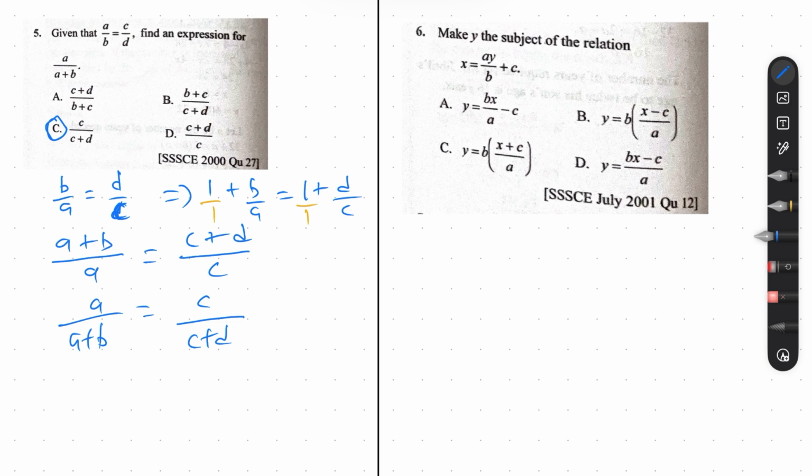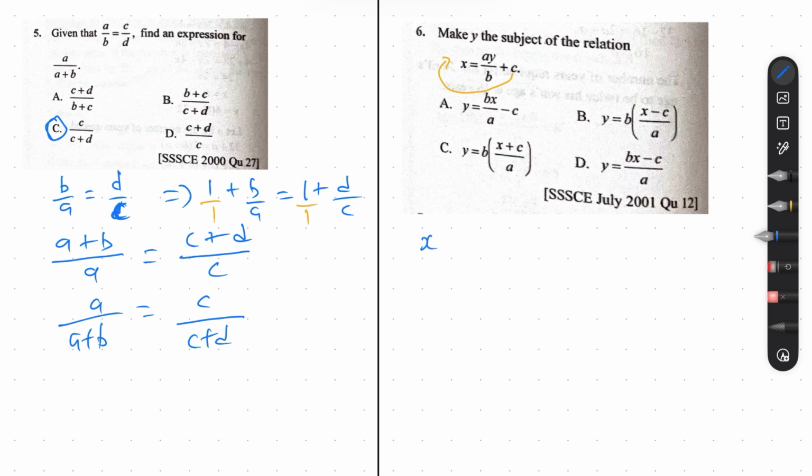Cool. Let's move on to question number 6. It says make Y the subject of the relation. So we just want to make Y the subject. What we need to first do is to bring C to this side. Let's make the expression that has the Y stand on its own. So that's what we're going to do.